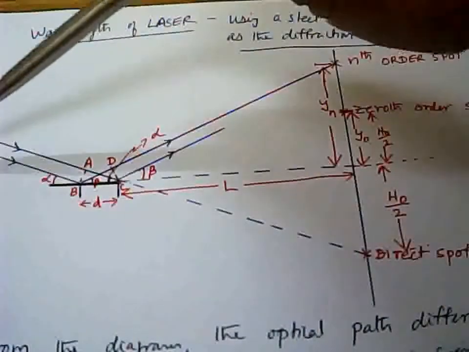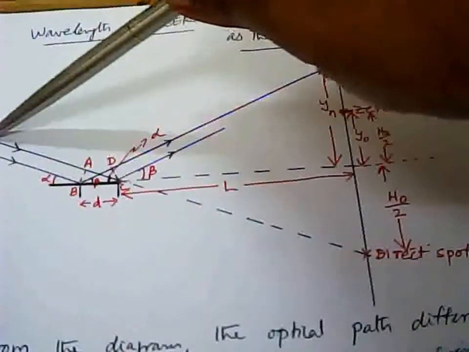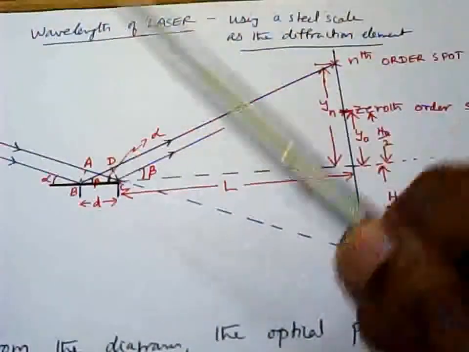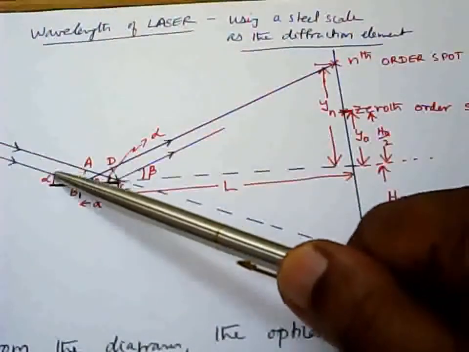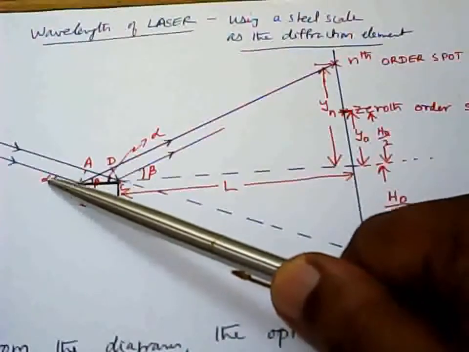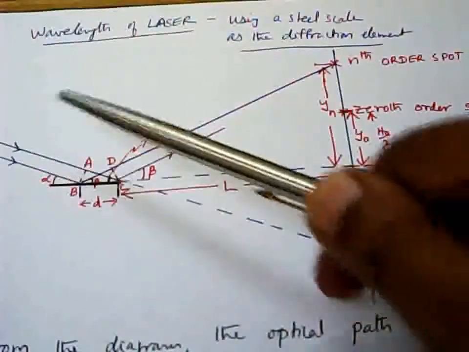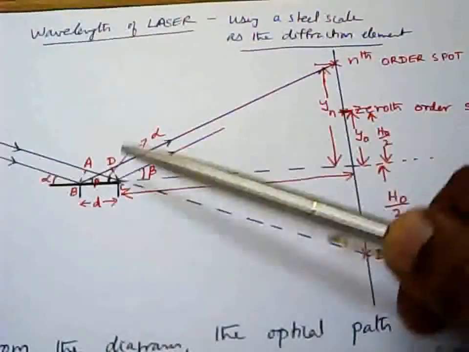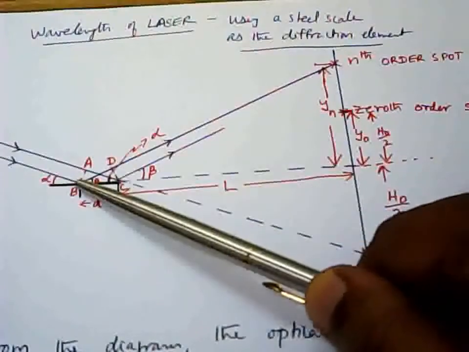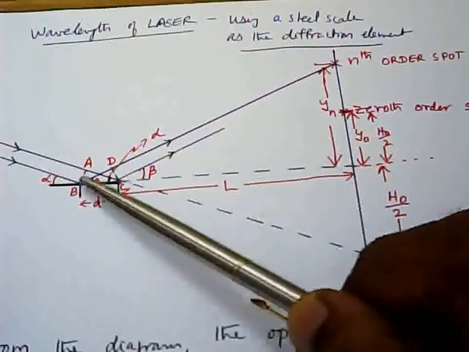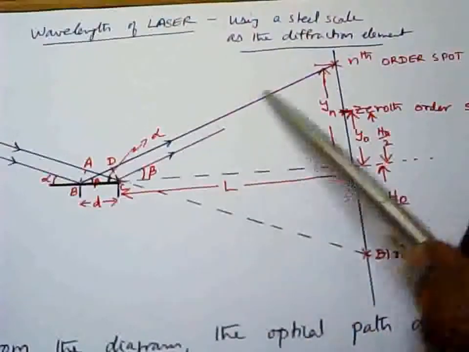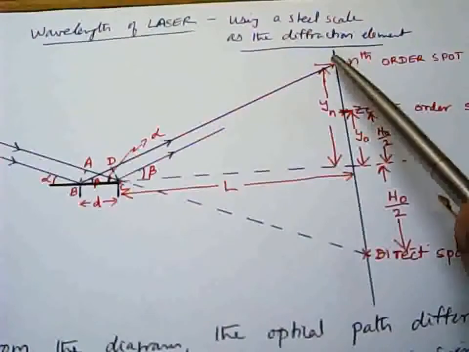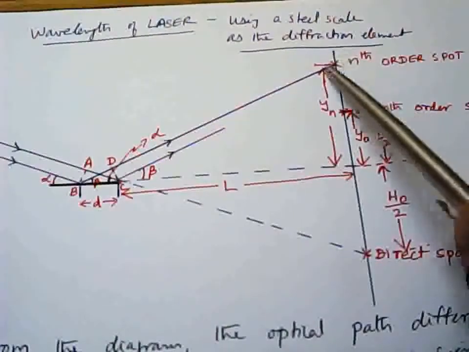And this is the part where the laser is coming and hitting the steel scale at almost a grazing angle. What do you mean by grazing angle? Basically, this value of alpha, which is drawn here, is an extremely small angle. So the laser light is coming and striking the steel scale in this direction, and after getting diffracted or scattered, the rays will be going along this trajectory, and they will form a spot if the interference condition is satisfied.